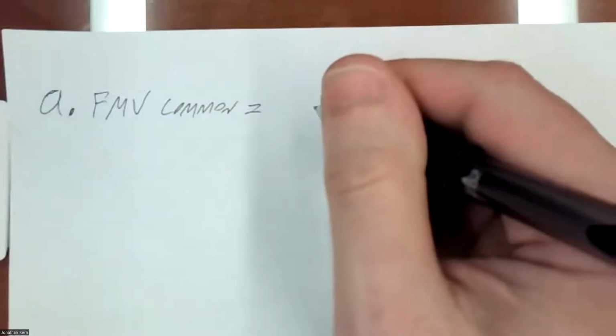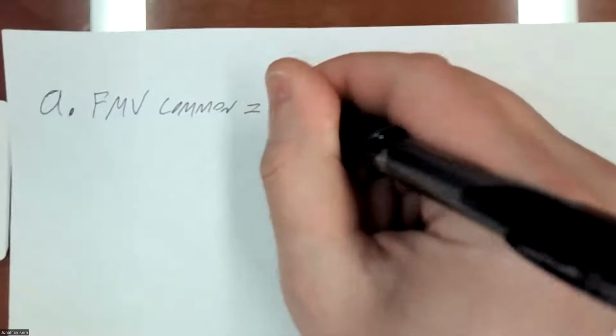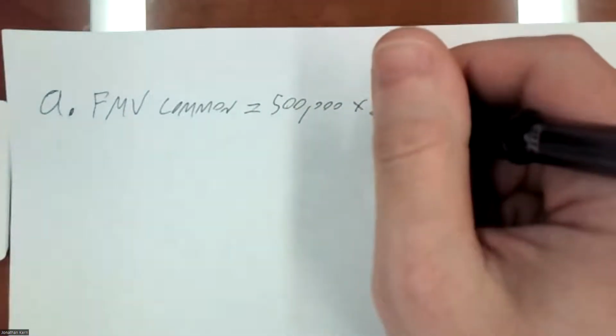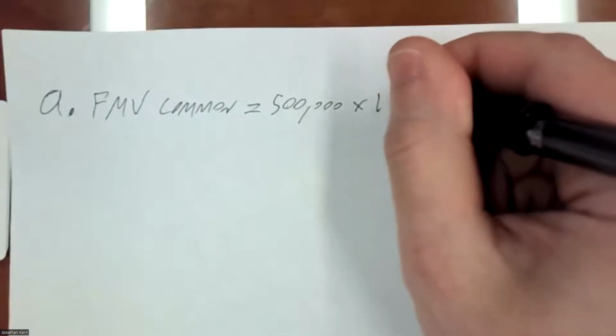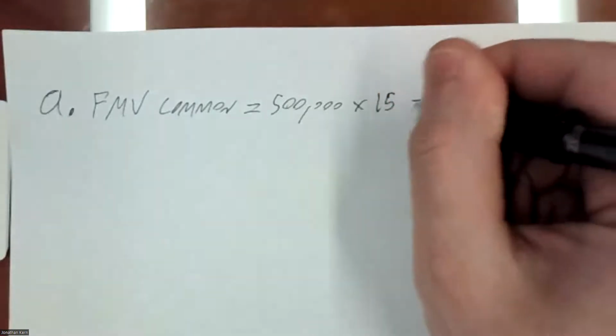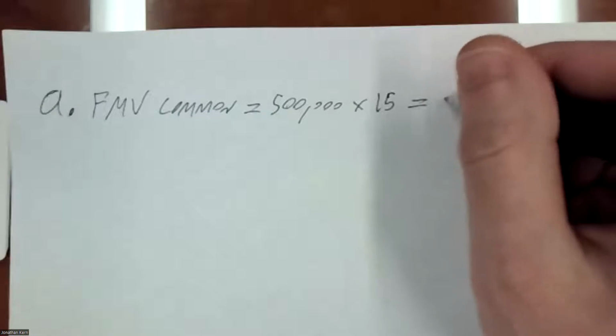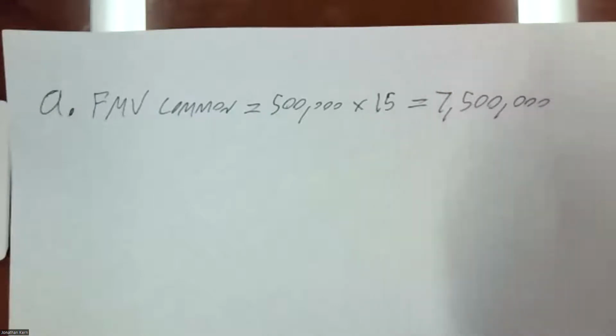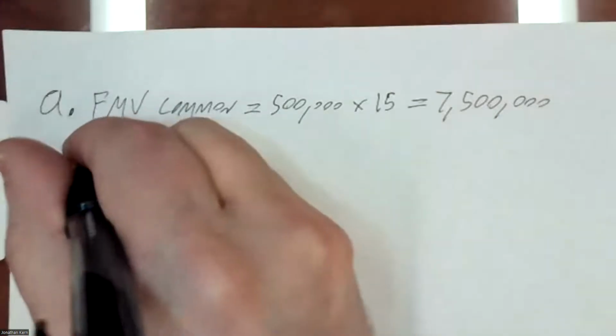That's going to equal 500,000 shares issued times the market value of $15 per share. And that will give us $7,500,000 of fair market value to the common shares.